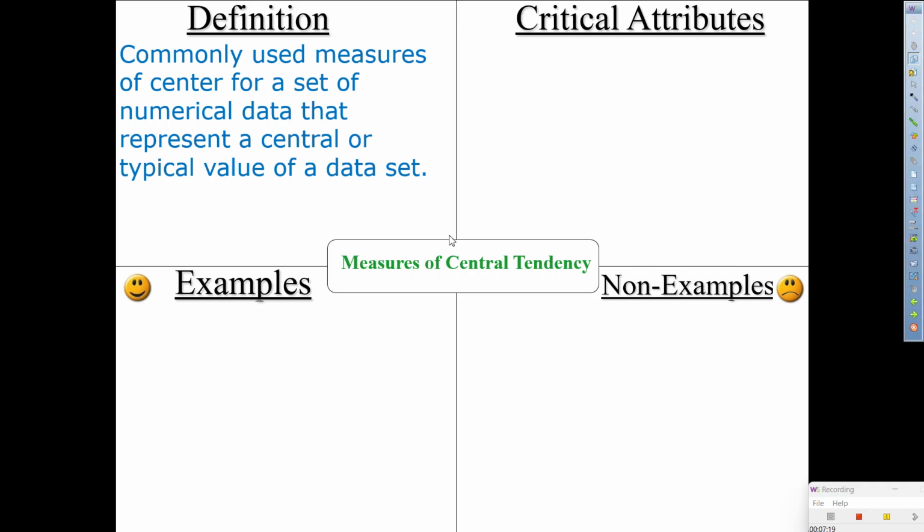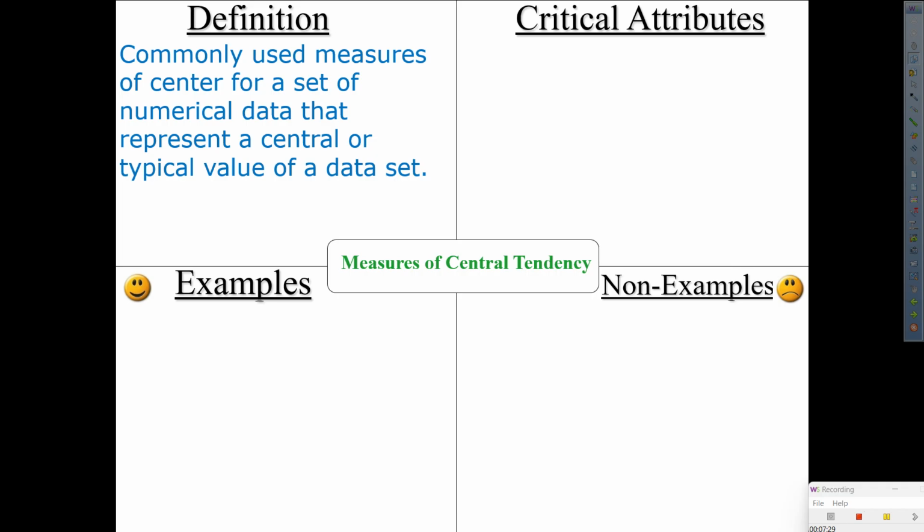Once again, measures of central tendency are commonly used measures of center. I'll repeat that again. Commonly used measures of center. Commonly used, what does that mean? That those are the ones that they use the most. Kind of like, what is it that you use the most on a daily basis? Your cell phone, hello. So that would be a central tendency.